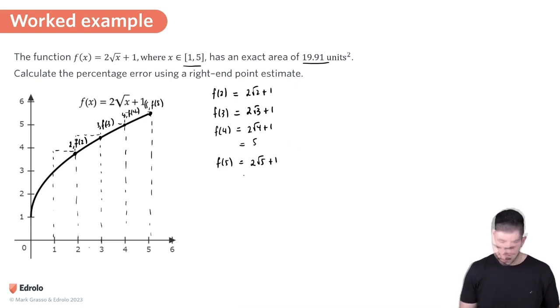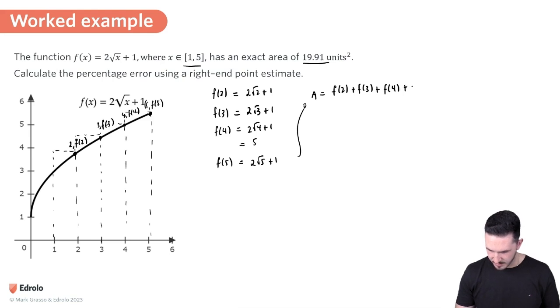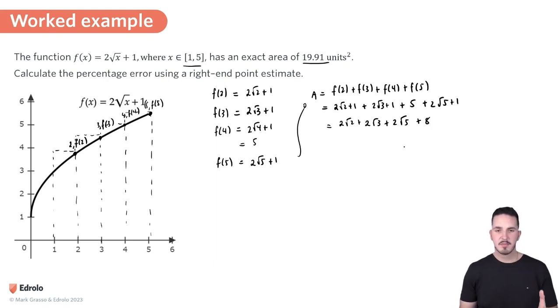Now putting this all together, the width of each of these rectangles is 1. So therefore, the area is equal to f of 2 plus f of 3 plus f of 4 plus f of 5, which equals 2 root 2 plus 1, plus 2 root 3 plus 1, plus 5, plus 2 root 5 plus 1, which is equal to 2 root 2 plus 2 root 3 plus 2 root 5 plus 1, 2, 7, 8. You can't simplify those surds, so we put it into our CAS to get an approximate solution.